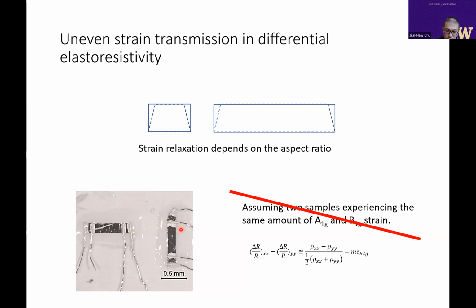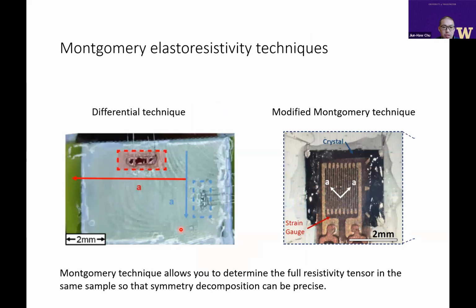So when you take the difference, what you will get is a mixture of the isotropic A1g response and the E2g response. Okay, so what's the solution? The solution is to get a square sample, a large sample, where you put contacts on the four corners, and therefore you can simultaneously measure rho xx and rho yy.